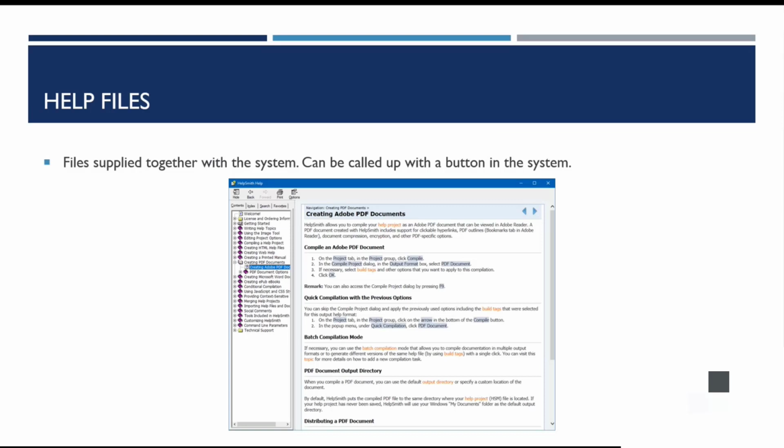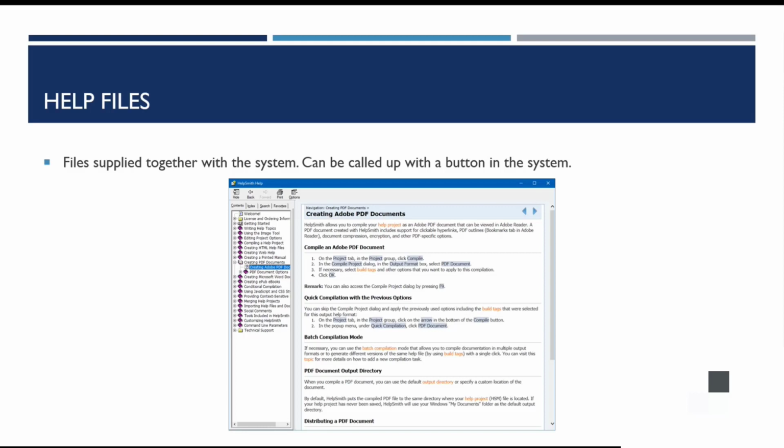So these are files that are supplied together with the system, and they can be called up with a button in the system. Help files have a lot of advantages. For example, they can be accessible at any time when you're using the program, so help is always there when you need it. And in general, they give instructions on how to use the system. And also, they give general instructions on how to solve some of the major errors, so you can be assured that you know what you're going to do.